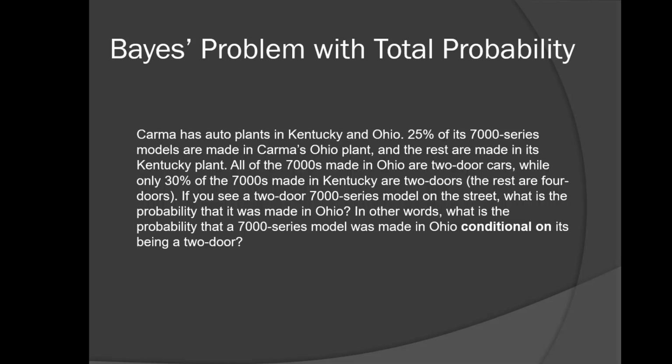Karma has auto plants in Kentucky and Ohio. 25% of its 7,000 series models are made in Karma's Ohio plant, and the rest are made in its Kentucky plant. All of the 7,000s made in Ohio are two-door cars, while only 30% of the 7,000s made in Kentucky are two-door cars. The rest are four doors. If you see a two-door 7,000 series model on the street, what is the probability that it was made in Ohio? In other words, what is the probability that a 7,000 series model was made in Ohio, conditional on its being a two-door car?